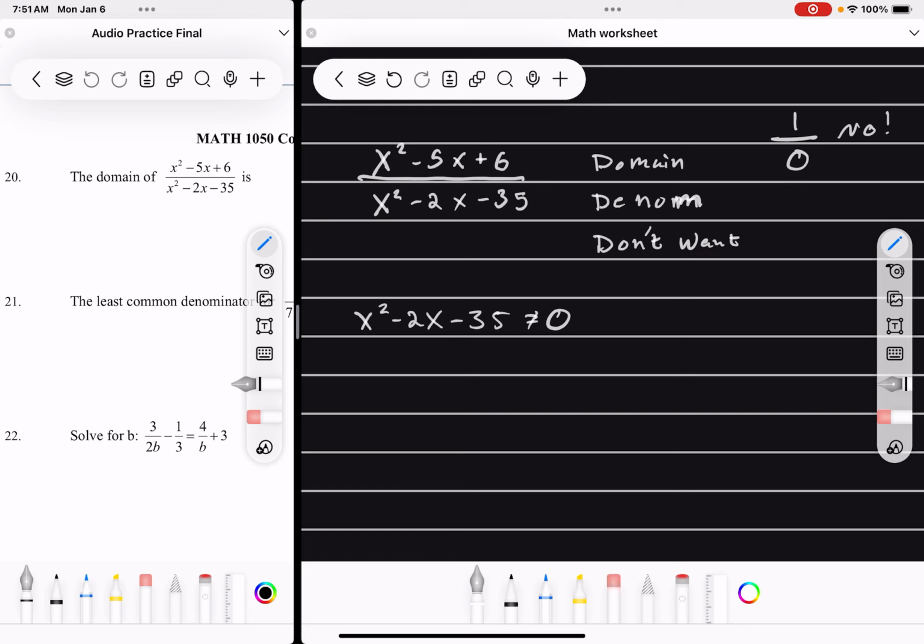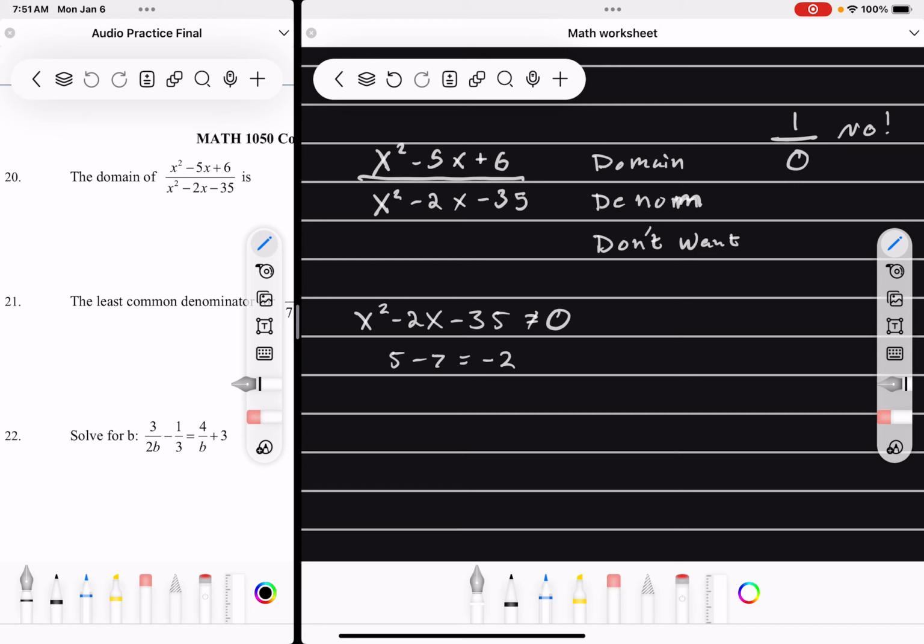So we have 35. So 35 is a 5 and a 7 to make a 35. And if we find the difference, because again, we have a negative c, so we're looking for the difference, and we have a negative b, which means the bigger number, the 7, has to be negative. So this one ends up with a negative 2. So they both multiply to get 35, add together to get negative 2, with 7 being negative. So, two ways of answering this.